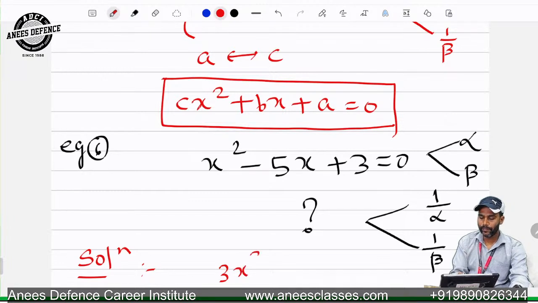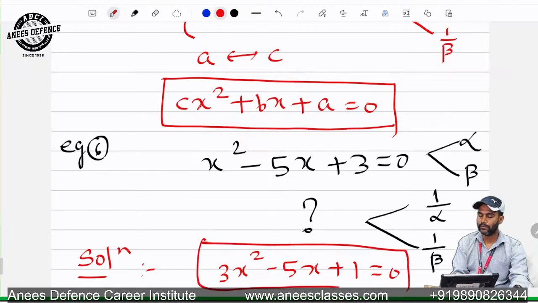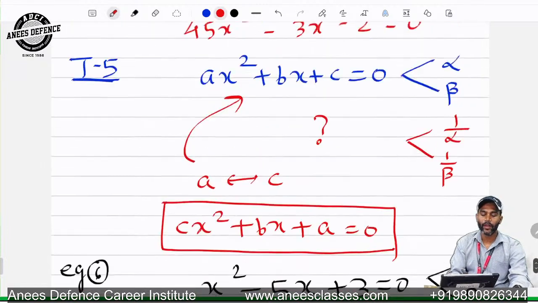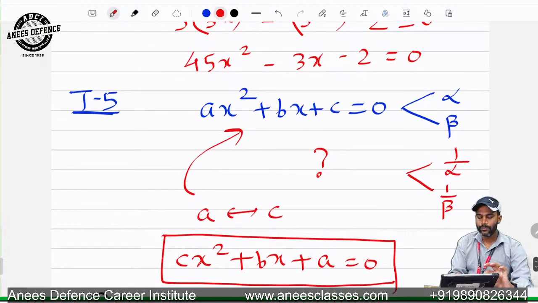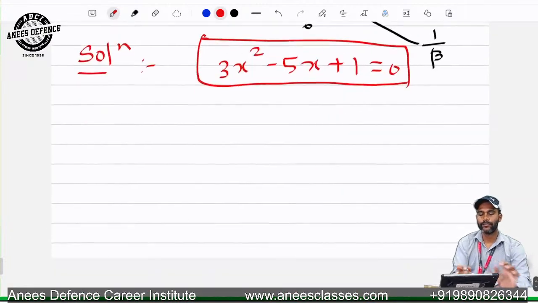3x square minus 5x plus 1 is equal to 0. Very good. So that is the final. So that was transformation number 5. Understood? Shall we take one more example?